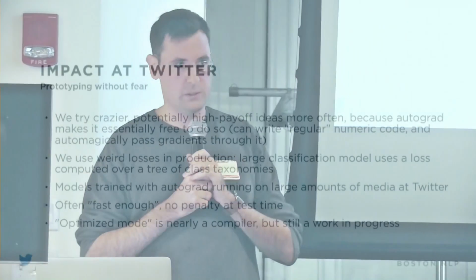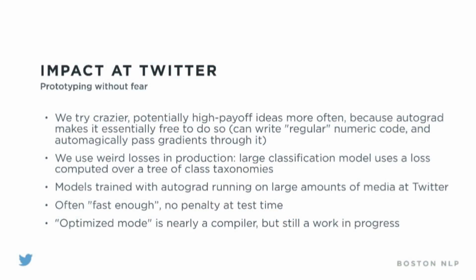The impact at Twitter is kind of to sum up this prototyping without fear. So we try crazier stuff. In some of our image models, instead of having just a bunch of class labels like car, truck, duck, cat, dog, we have a taxonomy. So if my neural network guesses car, but the correct answer was bus, those both fall into the taxonomy of vehicle, so it gets partial credit.